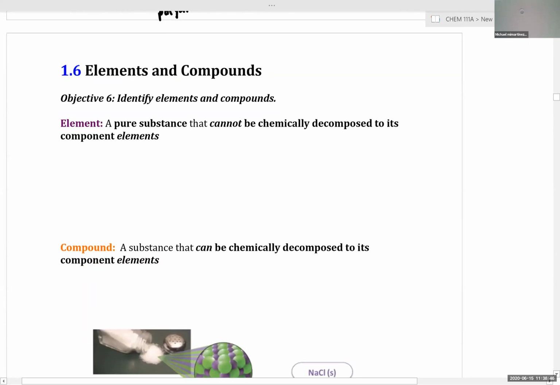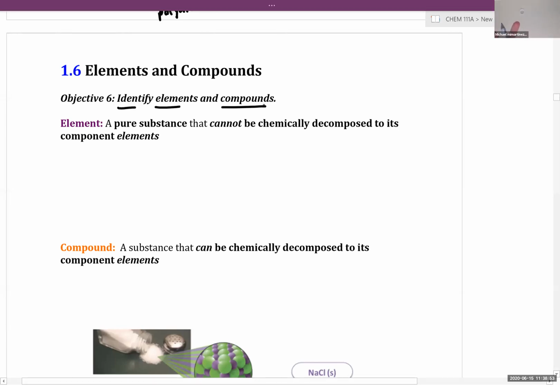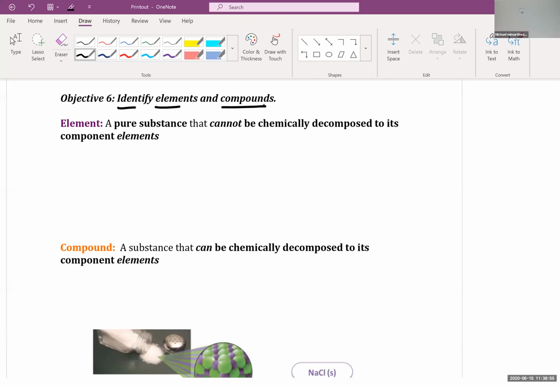So our next goal in this section is to identify elements and compounds. So let's talk a little bit about what is an element.